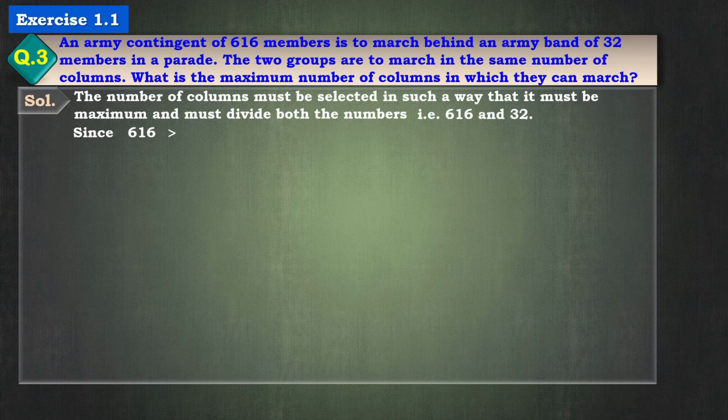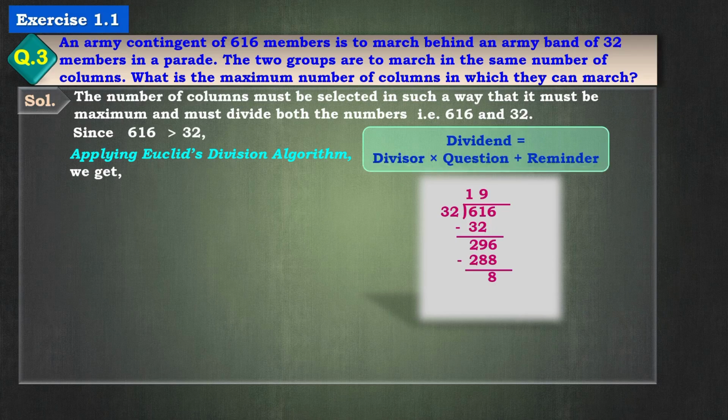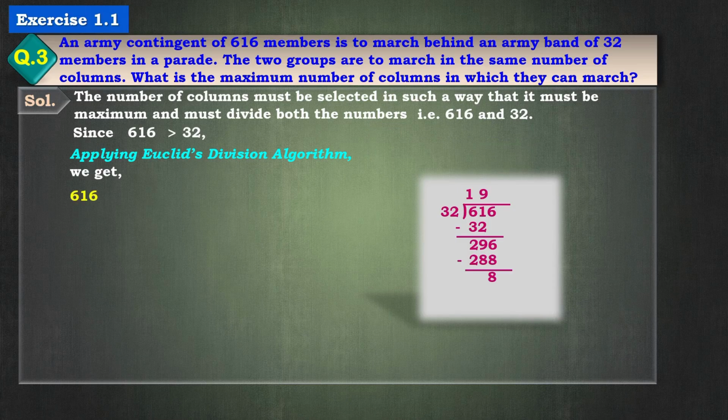Since 616 is greater than 32, let's apply Euclid's division algorithm. So 616 will be the dividend and 32 will be the divisor. 32 times 19 is 608, so what will be the remainder? 8 will be the remainder. Now apply Euclid's division algorithm: dividend equals divisor into quotient plus remainder. So we get 616 equals 32 into 19 plus 8.